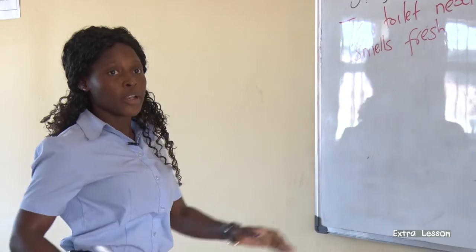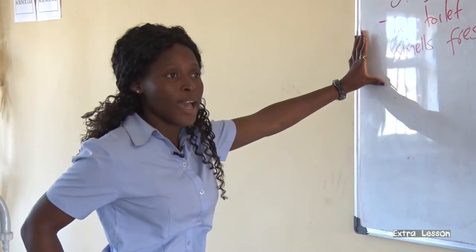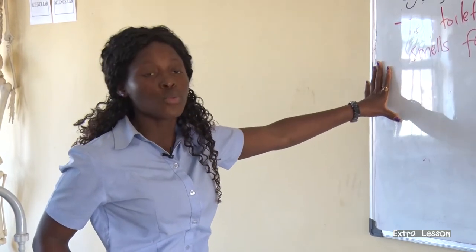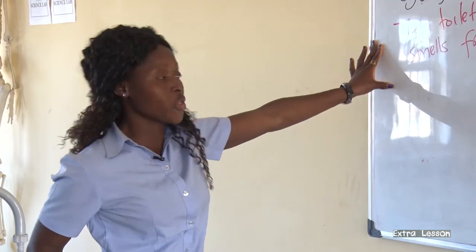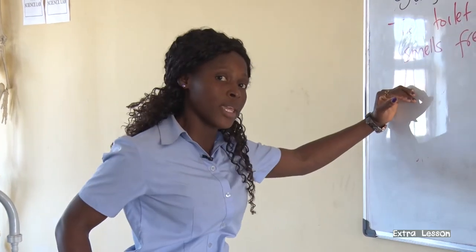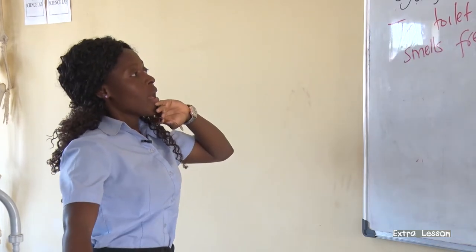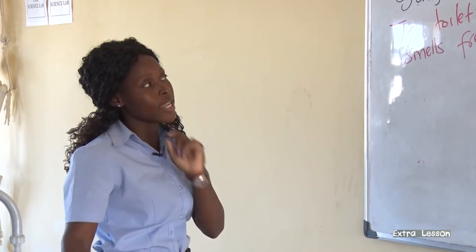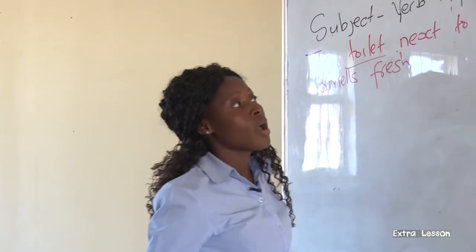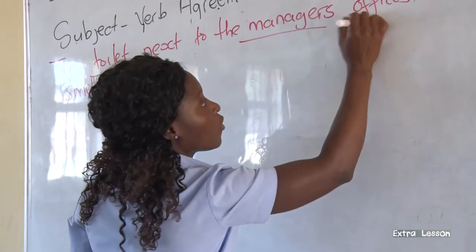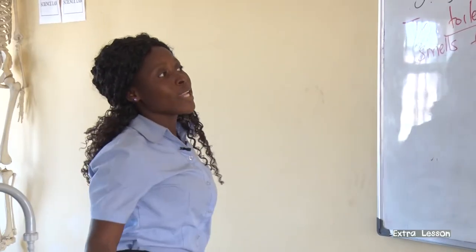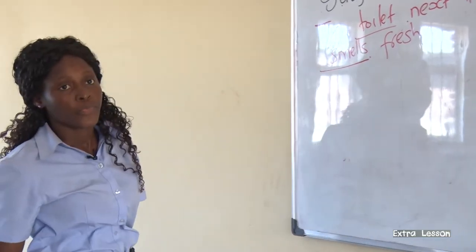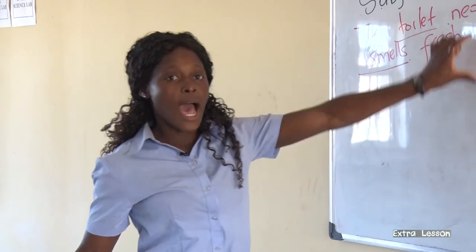It is very important for you to identify the noun and the verb in the sentences. And more, the noun that is determining the verb in the sentences. For example, now let's try to identify the nouns that we have in this sentence. We have toilets, we have managers, we have offices. And what are the verbs in this sentence? We have smells. And fresh is the adjective.